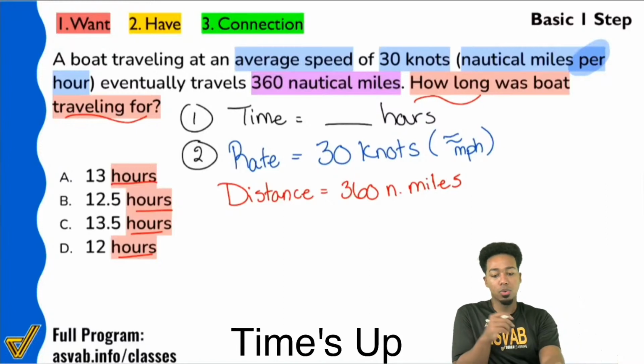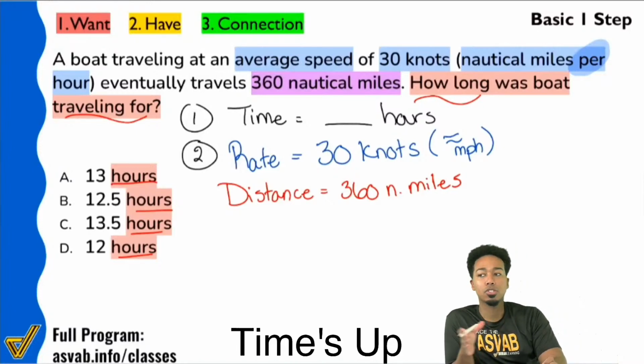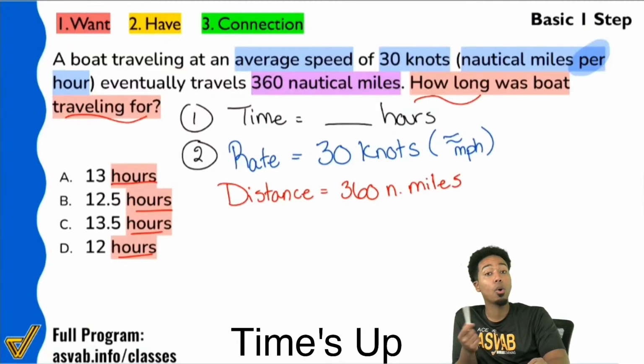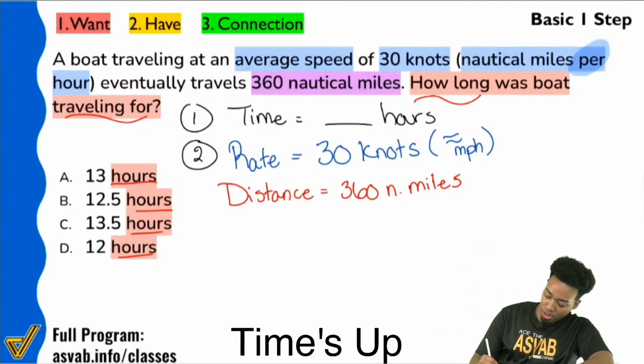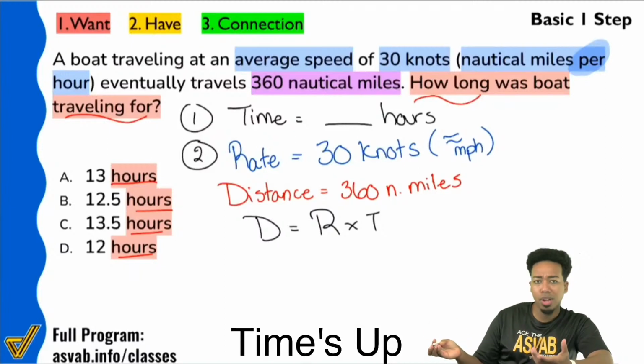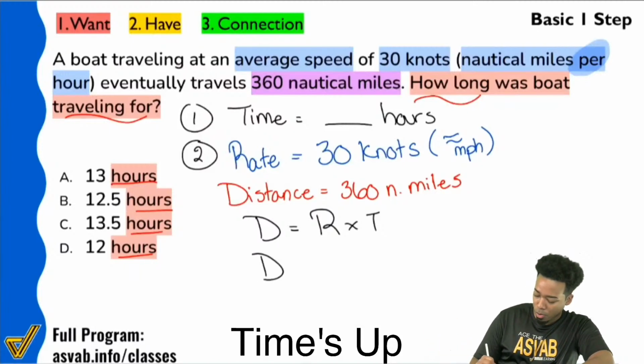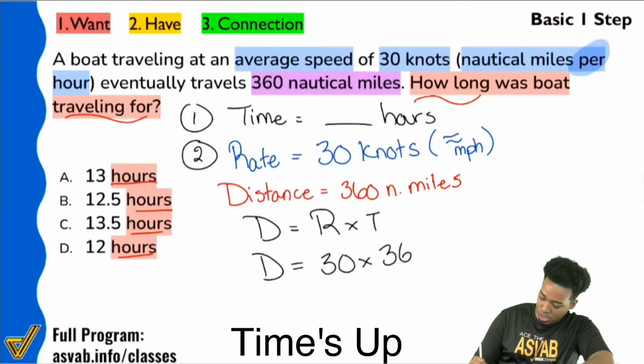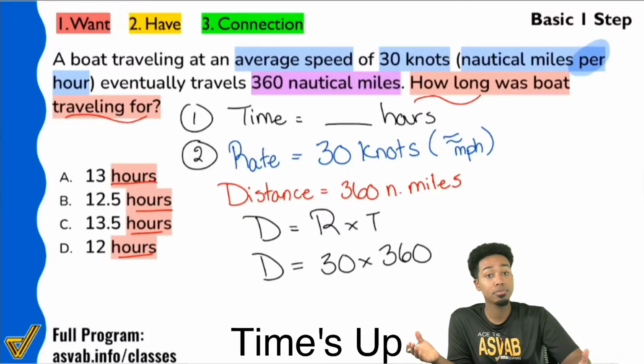So with that said, do we have enough information to solve this problem? Yes, we do. All we have to do is plug this in and we're done. Again, know your formula, know where to plug things in. D equals R times T. Is it true that all you got to do is plug things into the right places? And so the formula will be distance equals the rate, 30, times 360, and that'll be your answer, right?